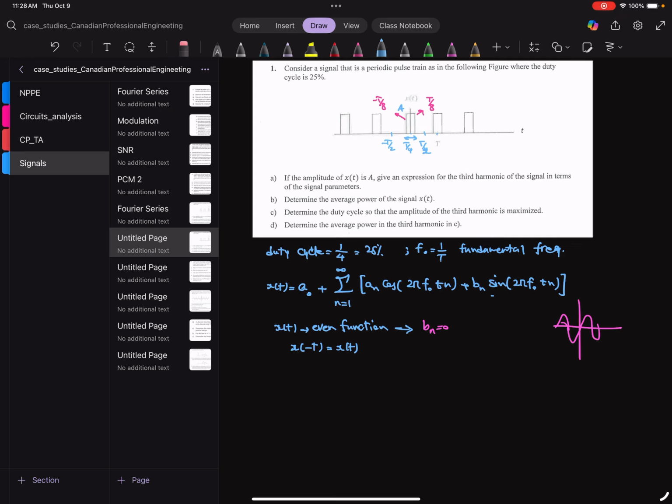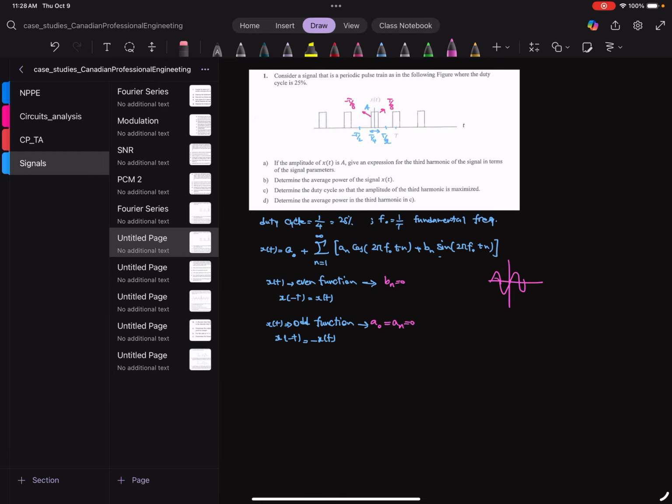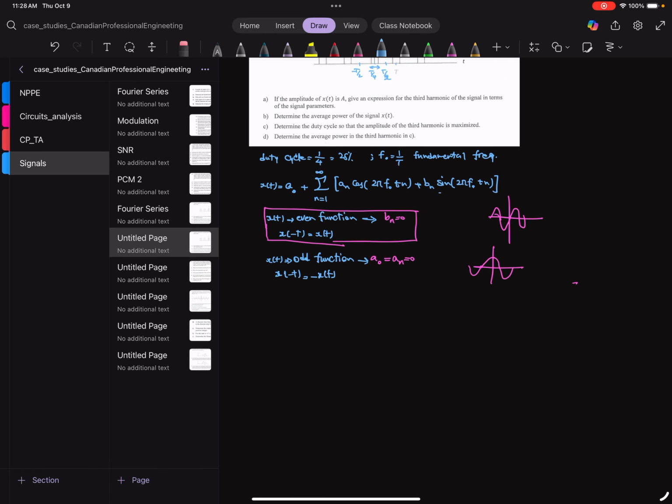On the other hand, if x(t) was an odd function, what does that mean? Mathematically, it means that x(-t) was minus x(t), then a0 and an would be 0. These are the even parts of the function, because cosine is the even part. It's symmetric. So now we are dealing with the case where we have an even function, so bn is 0. Okay, so let's find a0.